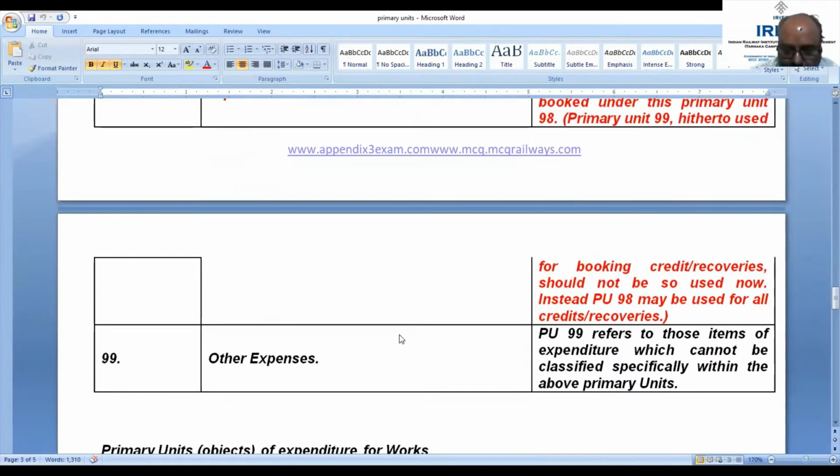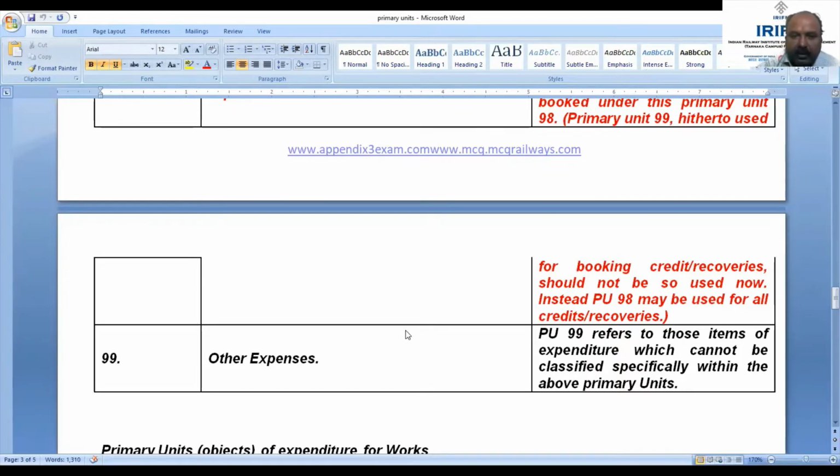This is the PU for all other expenses, the expenses which are not categorized under the earlier PUs. It is called all miscellaneous. This is 99, other expenses. These are the revenue PUs.